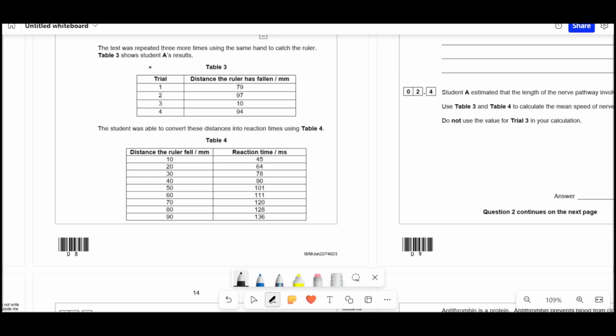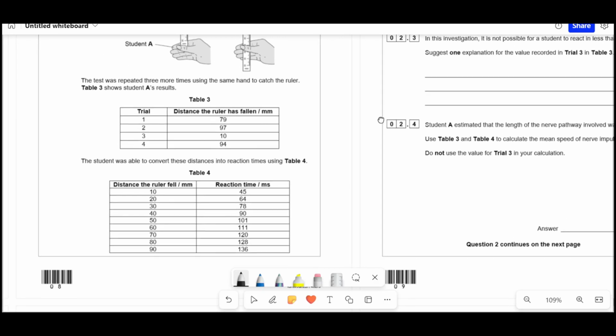So just have a quick look to describe to yourself what the results are showing. So trial 1, 2, 3, 4, the distance the ruler had fallen was quite variable actually, from 79 to 97 to 10 to 94. One of them looks a bit out of place, but let's see what happens.